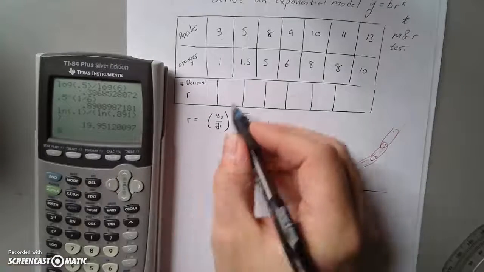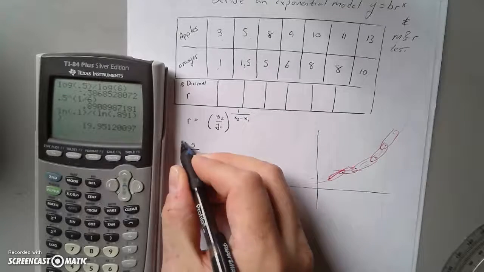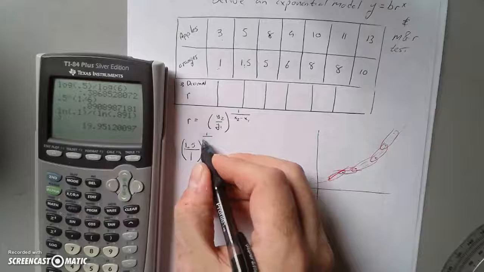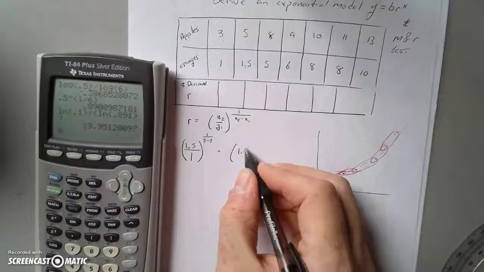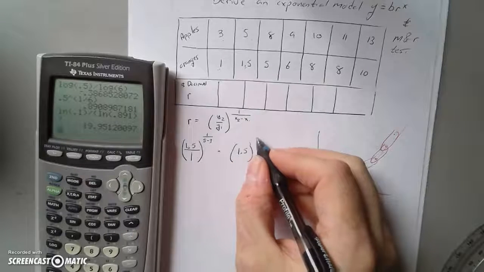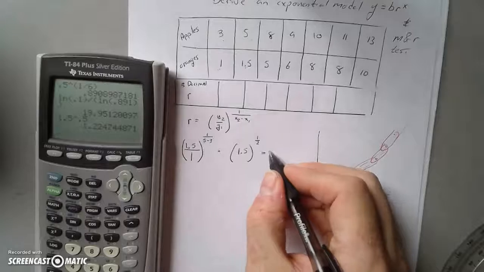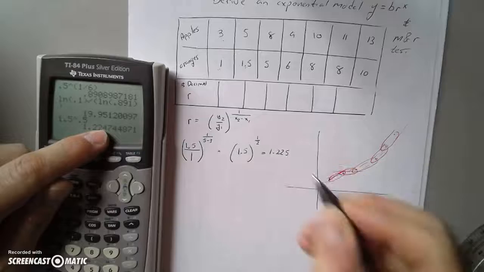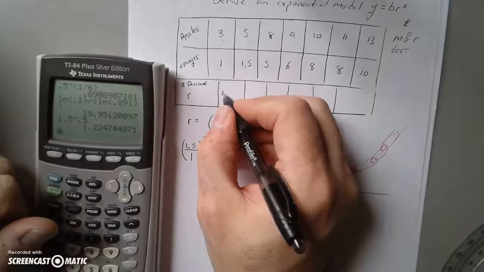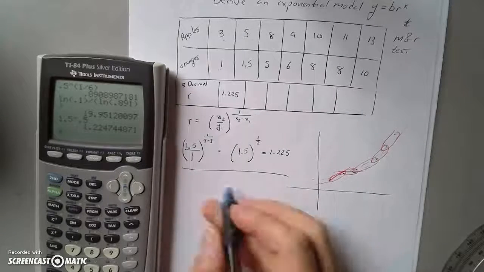So the first R value concerns these 2 points. So it's 1.5 over 1 raised to the power of 1 over 5 minus 3. So that's 1.5 over 1, which is itself raised to the power of 1/2. So what's that? 1.5 raised to the power of 0.5 is 1.22. I'm going to round to 3 decimal places, so 1.225. All right. Now the next one.